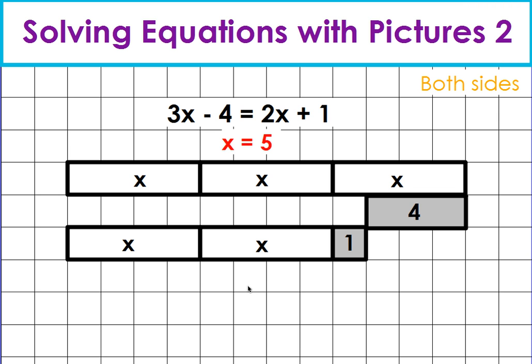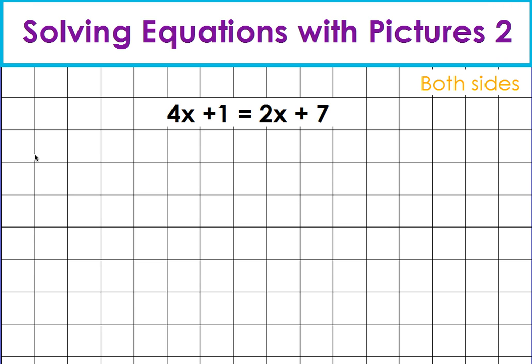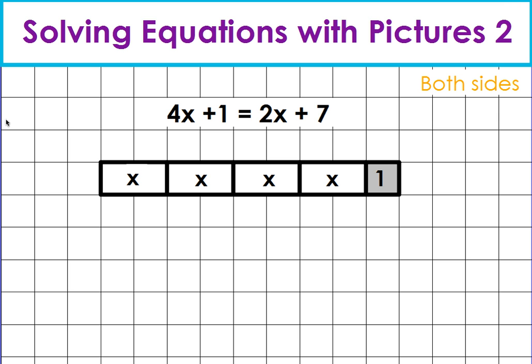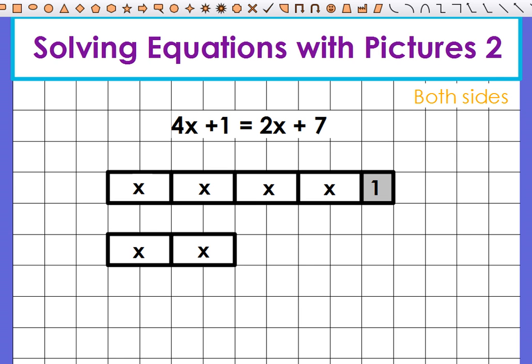Okay, just one final one to have a go at. This one's 4x plus 1 is equal to 2x plus 7. Let's give it a go. So here's my 4x plus 1, and that's got to be equal to 2x plus 7. So I'll just draw the 2x, and then plus 7, making sure that this line is equal to this line, because they're equal. So my 7 has to be the same length.